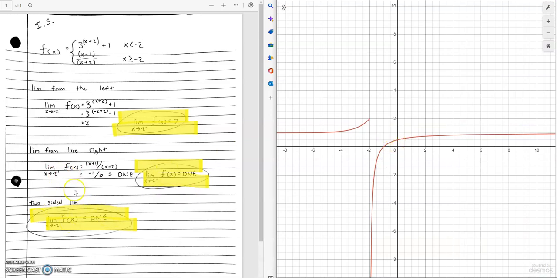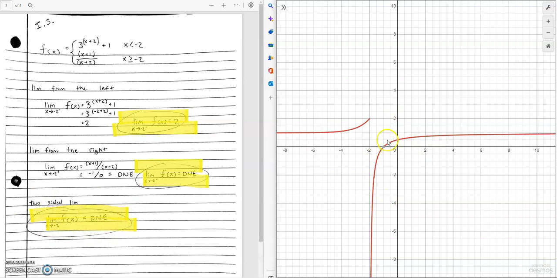And then for our two-sided limit, we can go ahead and use the analytical function. We know that in order to have a limit, both sides of the equation need to be approaching the same point, of which they are not. We proved that here. One's approaching 2, one does not exist. So obviously our two-sided limit doesn't exist.